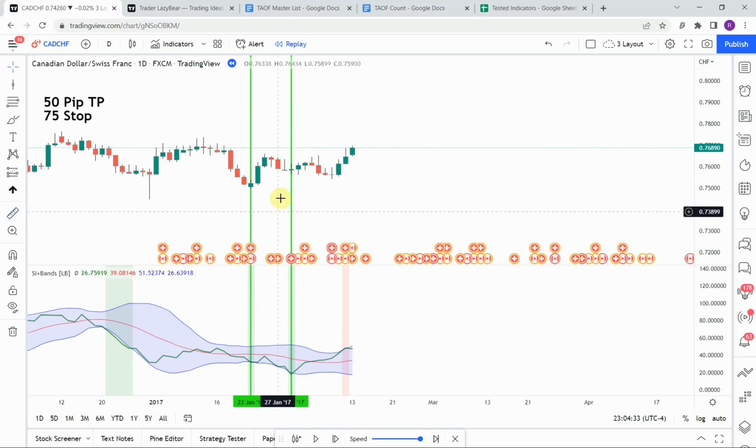All right, second signal is also a long signal. You can see right here, we get that green coloration. We get a push to the upside, and it's just enough to get us up there to our take profit. Let's go ahead and continue on.